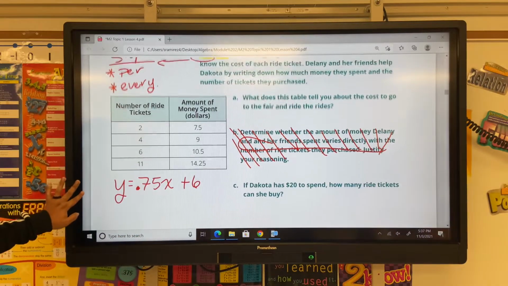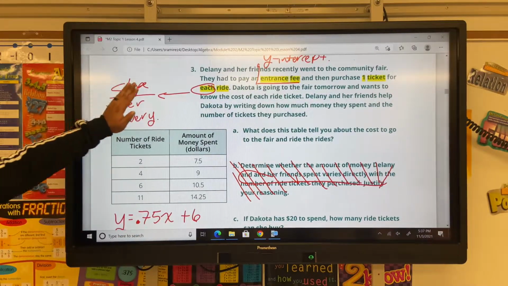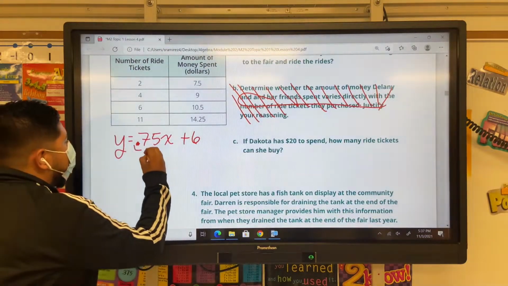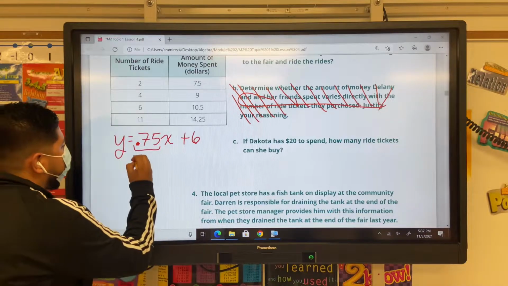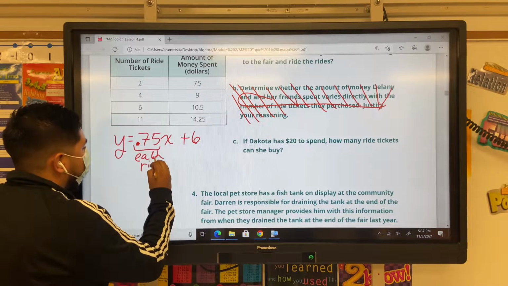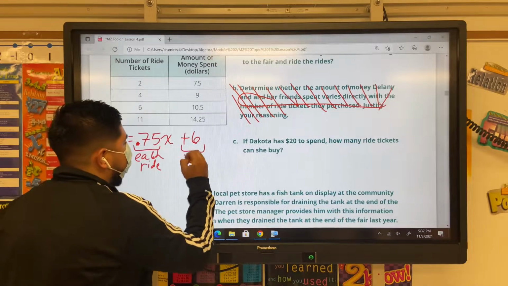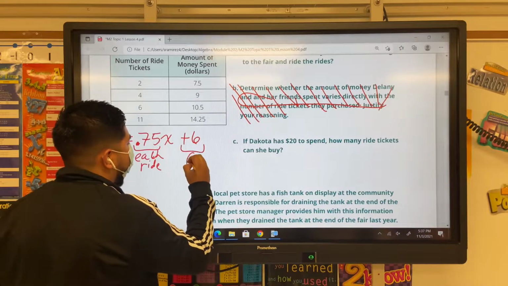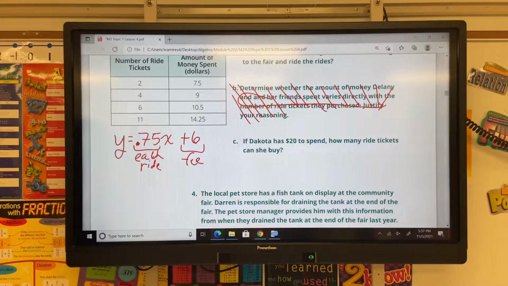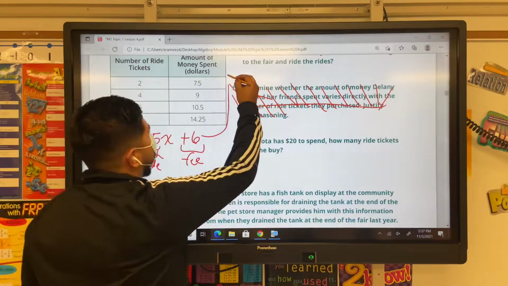And now we go back to what our notes were. Our slope was each ride. You should know our slope is our m value. And then the y-intercept is our fee. Okay, good. All this information goes right here.